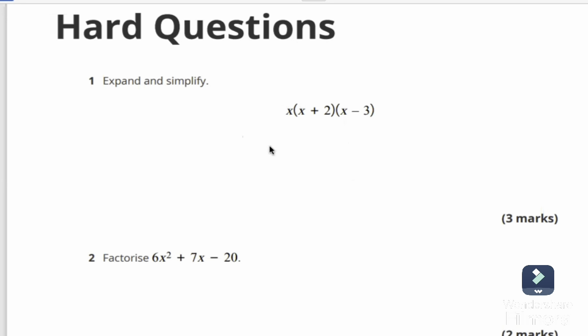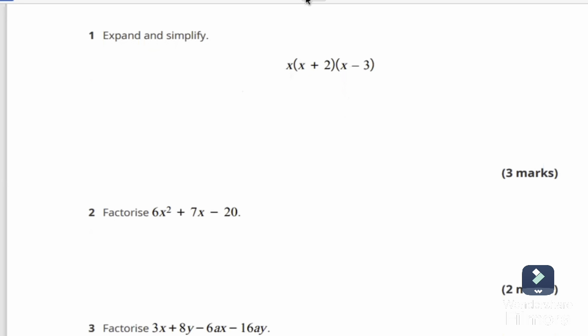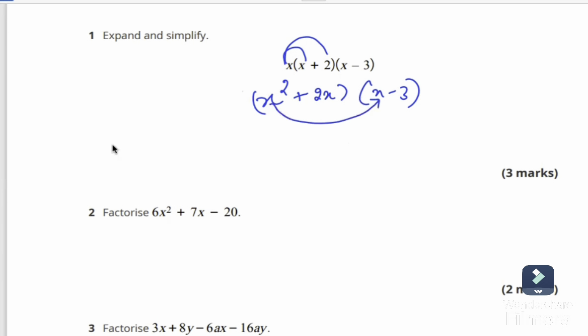Okay, so in this problem, x into (x square plus 2x) into (x minus 3), we are going to multiply the brackets. So now we need to open the two brackets using the FOIL method. First, multiply the first terms: x square into x. Then multiply the first with the last terms: minus 3 into x square, so x square into minus 3.